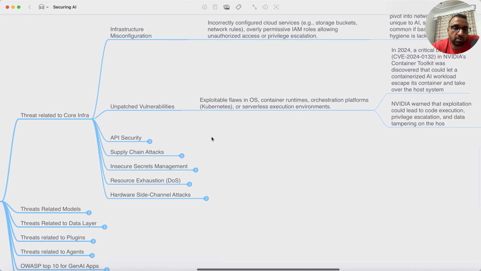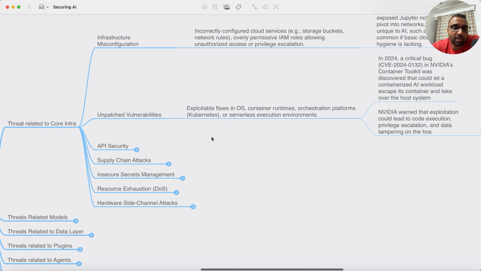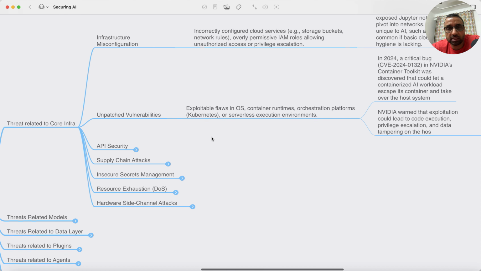Unpatched vulnerabilities, we all know about them. They include any exploitable flaws in operating systems, containers, runtime orchestration platforms, or serverless execution environments. Now, in 2024, a critical bug in NVIDIA's container toolkit was discovered that could let a containerized AI workload escape its container and take over the host system. NVIDIA warned that this exploitation could lead to code execution, privilege escalation, and data tampering on the host operating system.